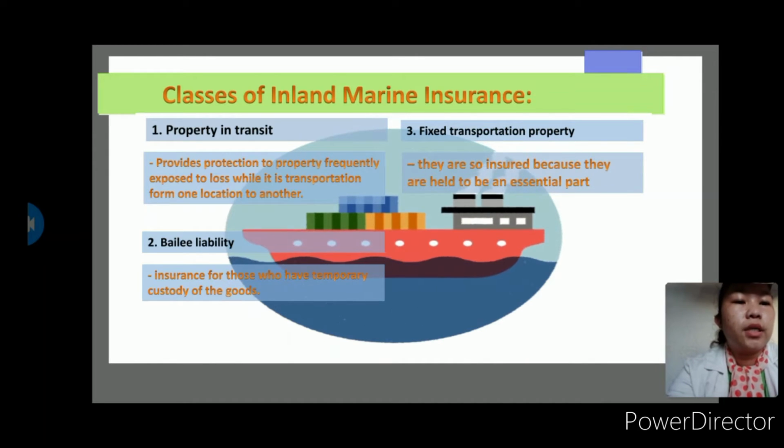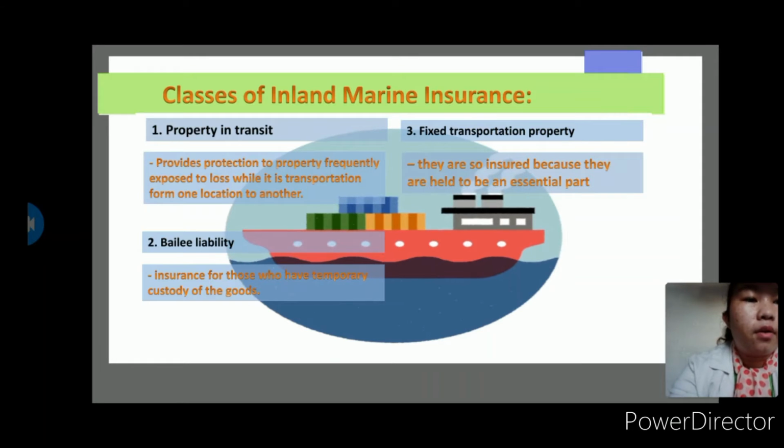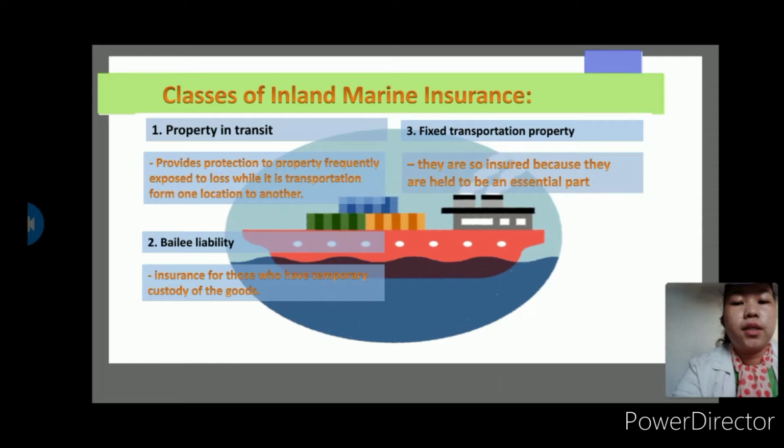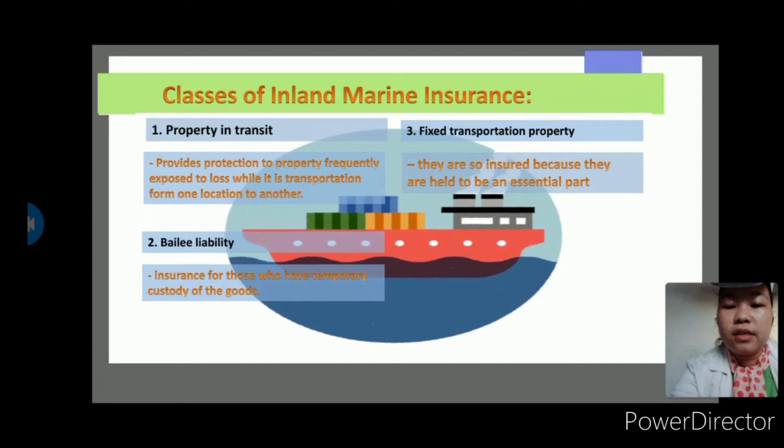The fixed transportation property. They are also insured because they are held to be an essential part. So this includes the bridges, the tunnels, and other instrumentalities of transportation and communication, although as a matter of fact, they are fixed property. They are so insured because they are held to be an essential part of the transportation system. Marine policies must exclude buildings, their fixtures, fixed contents, and supplies held in storage.